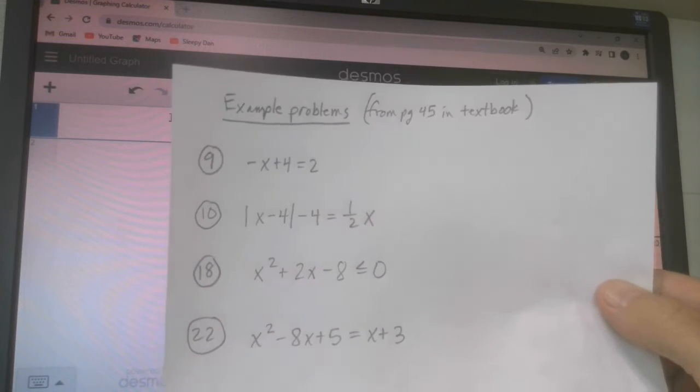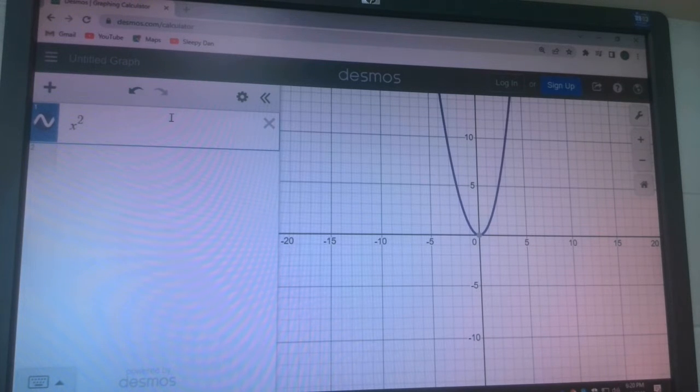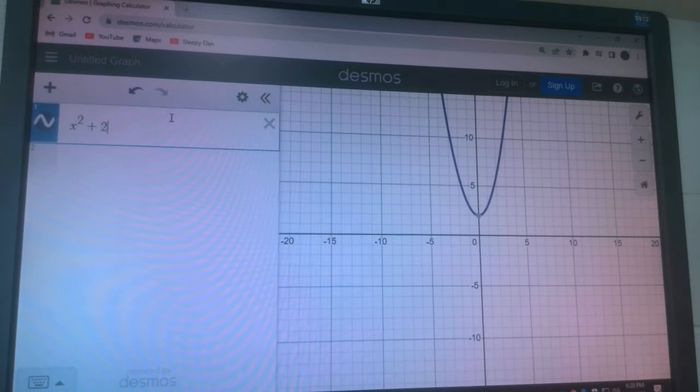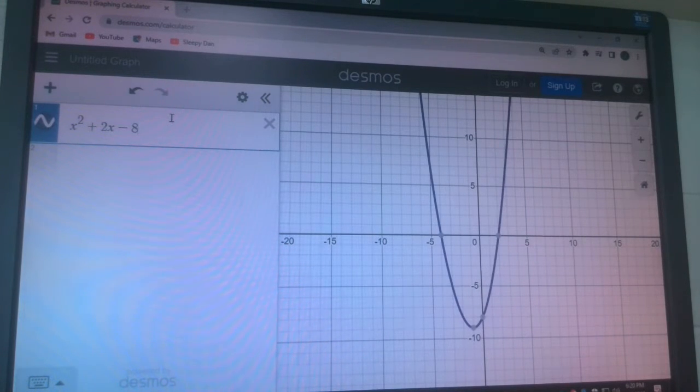So without further ado, let's type it in correctly. X squared, hit the right arrow, plus 2x minus 8. And there's the graph, okay?